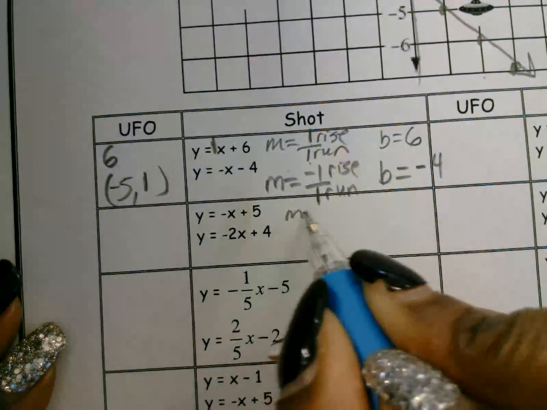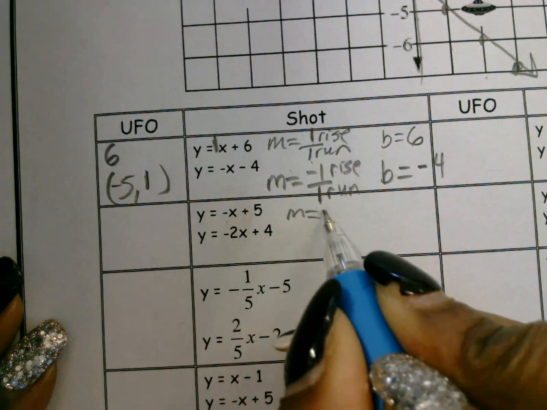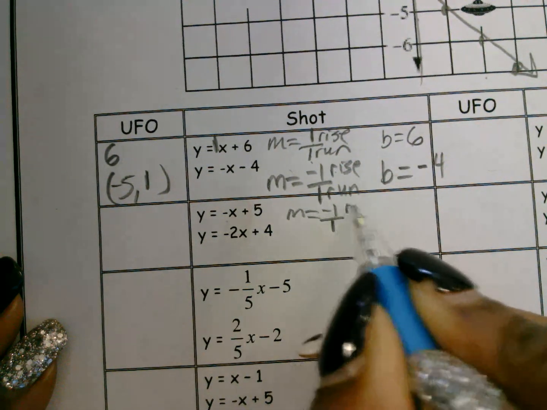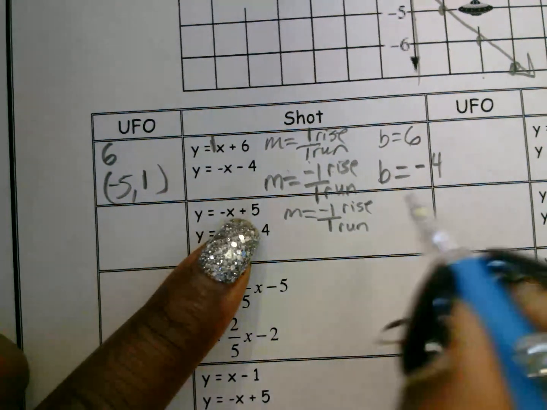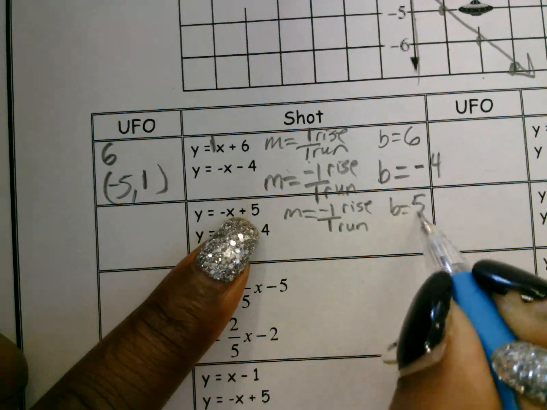My M for number 2 is -1. This is rise. This is run. My B is 5.